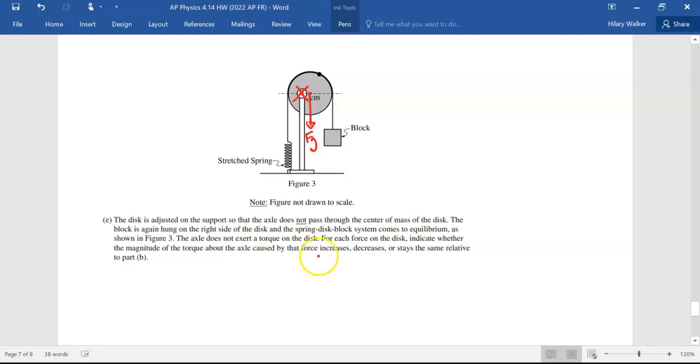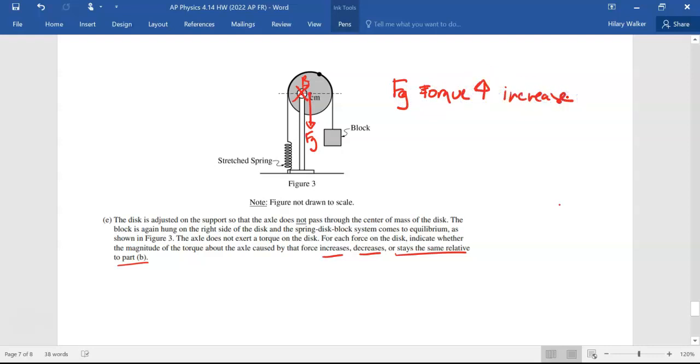Does that force of gravity now increase, decrease, or stay the same relative to part B? In part B, the pivot point was located right at the center of mass. So if the pivot point is at the center of mass, there's no lever arm; gravity is pushing down right at the rotation point, so it's not going to cause it to rotate. But now there is some distance from the pivot point. So the torque caused by the force of gravity is going to increase.